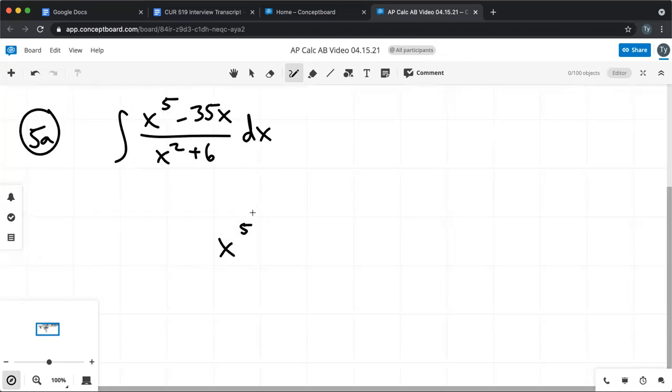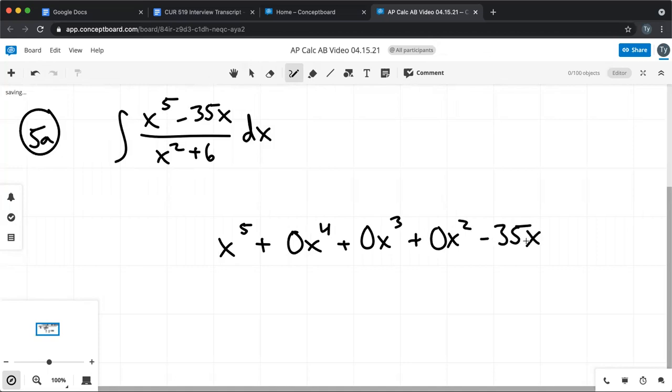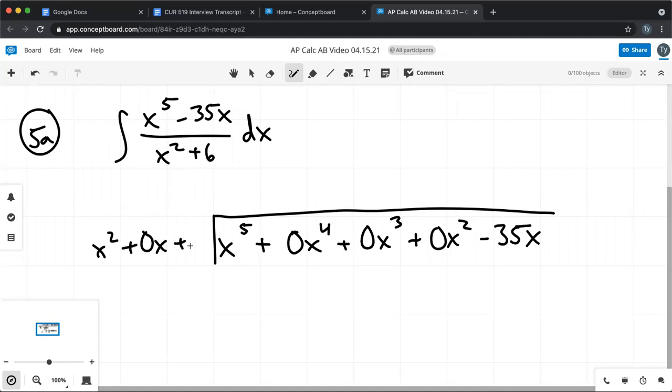You write the top, and it's helpful to write the blank terms in between. So we go straight from x to the 5th to x to the 1st here. I'm going to instead write a bunch of 0 terms. Sometimes this isn't super helpful, other times it's very helpful, so I just make a habit of doing it always. Okay, so now we have 5, 4, 3, 2, and then 1. That's good. And then same thing for the denominator. It's helpful to write the 0 terms. So we have 0x here.